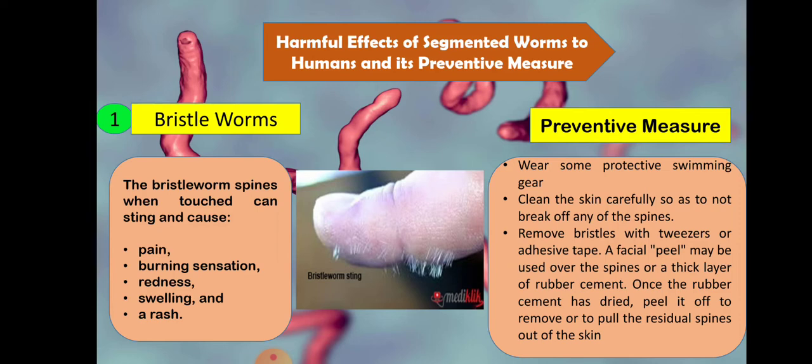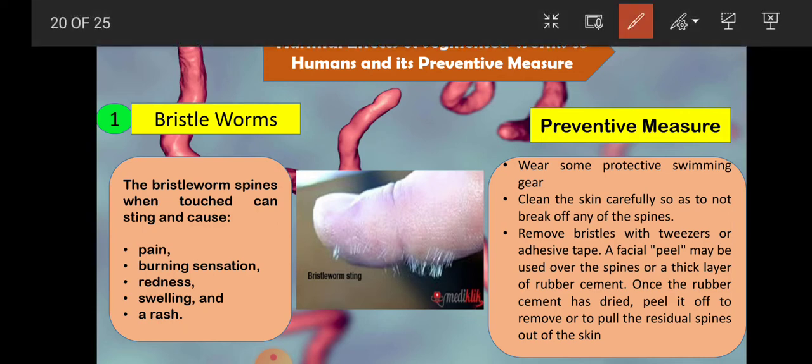They can grow up to 1 foot or 30 centimeters in length and a width of 1 inch or 2.54 centimeters. Each segment contains a pair of bristles. The bristleworm spines, when touched, can sting and cause the following: pain, burning sensation, redness, swelling, and rashes. Here is an example of a bristleworm sting.